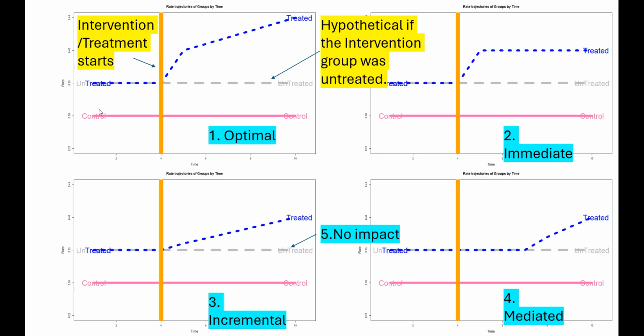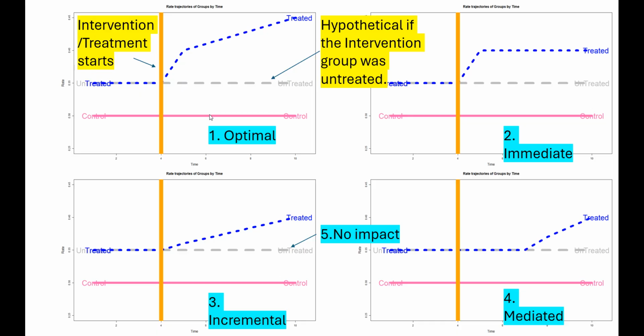So we can see how the control group performs. And we have a dashed gray horizontal line as well. That represents what we call the counterfactual. It's the hypothetical if the intervention group was untreated. So this could show what could have happened if there was no intervention.